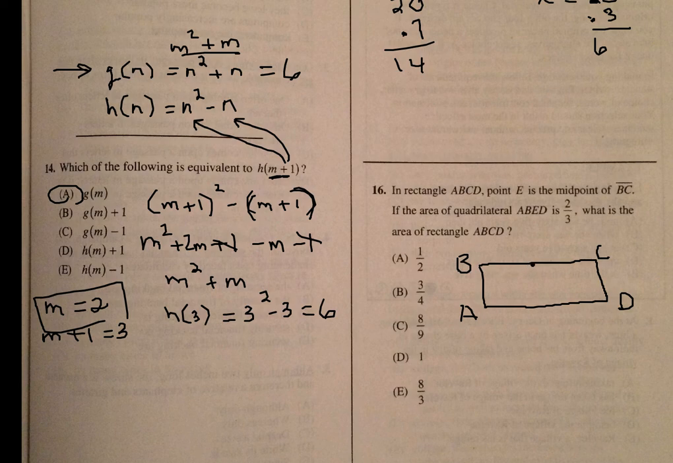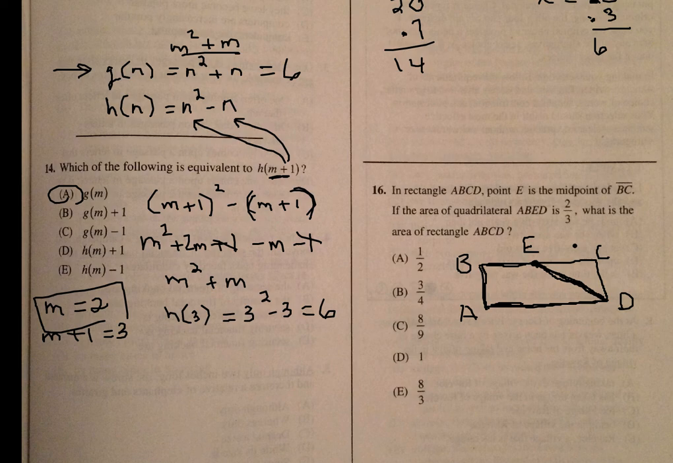Okay, point E is the midpoint of BC. I did this on purpose because I wanted it to have the longer line on top. So E is the midpoint of BC, and we're trying to find the area of quadrilateral ABED. So here we go. I'm just going to draw this line, and we want to find the area of this quadrilateral. All right, now here's the tricky part. This is 2/3 of the total area.